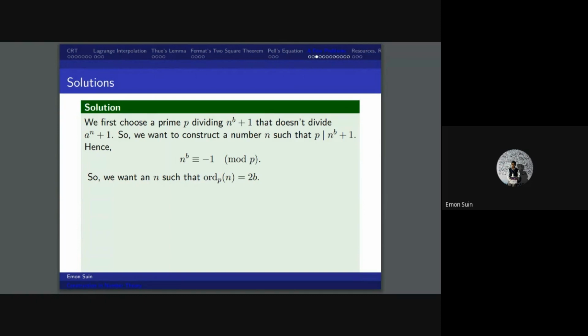So primitive roots also work, undoubtedly. Everyone got my point? Why will the order of n with respect to p be 2b? Why is this happening? Yes, so everyone got that.